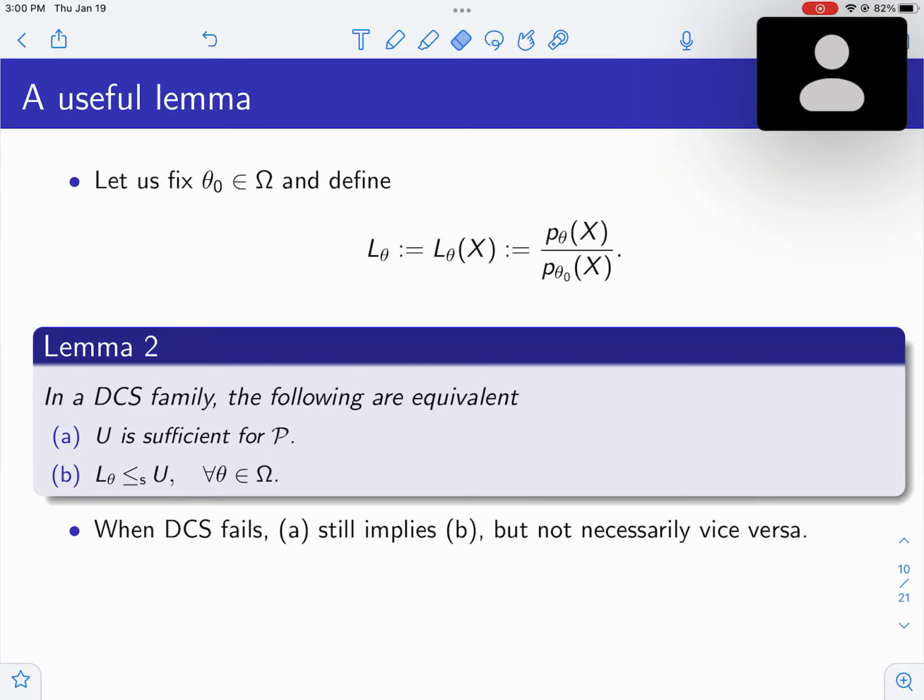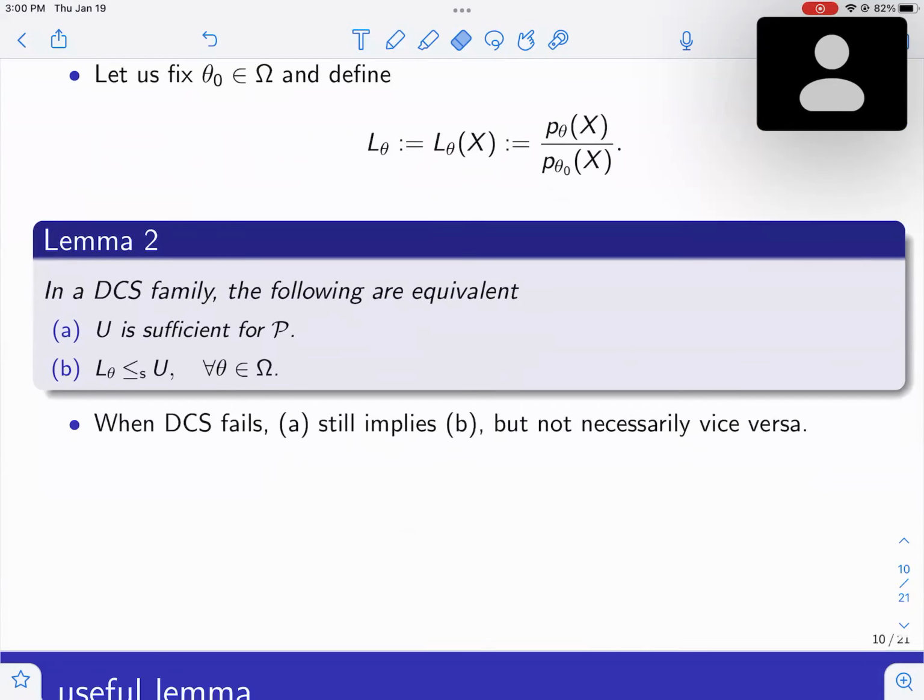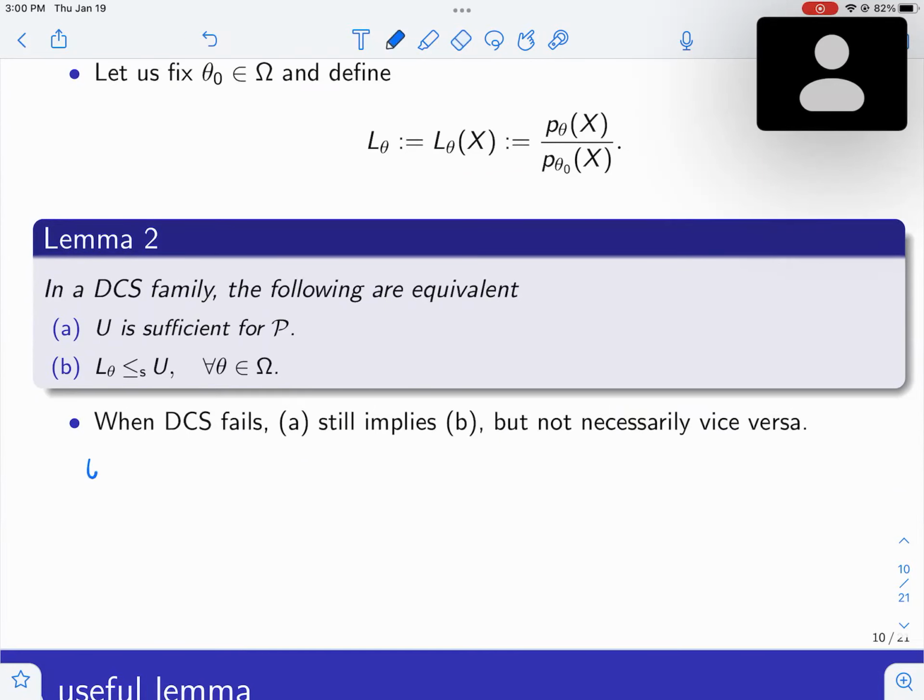Lemma: in the dominated family, the following two are equivalent. A: U is sufficient for P. B: L theta is a function of U for all theta. If this holds, then this holds. If the family isn't dominated, then A still implies B, but not necessarily vice versa. So this is what I want to show. Suppose U is sufficient, so A implies B.